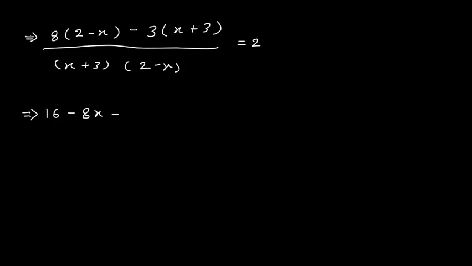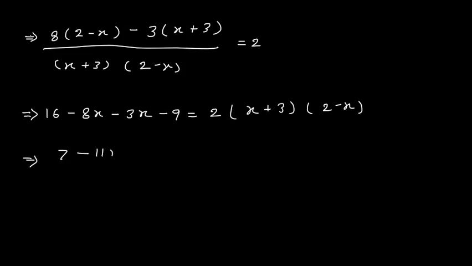minus 8x minus 3x minus 9 is equal to 2 into, we bring this (x plus 3) and (2 minus x) on the right side. So this will give me 16 minus 9, which is 7, and minus 8x minus 3x is minus 11x, is equal to here 2 into, now I will first multiply this bracket with this bracket. So x into 2 is 2x, x into minus x is minus x square, 3 into 2 is plus 6, and 3 into minus x is minus 3x.